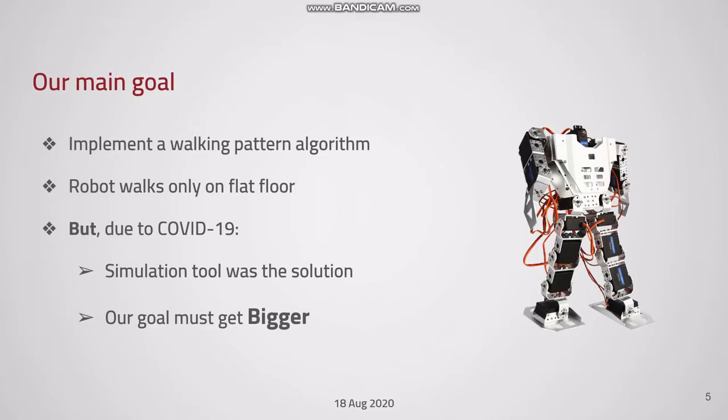We bought a bipedal robot kit, which is shown here on the figure, and we started working on it. But due to COVID-19, we couldn't continue our work on the hardware, as we were missing some components, and in addition to that, it was very hard for only one person to use the kit and test any walking algorithm we implement. So we got permission from Dr. Amr and the board of the department to continue our project on a simulation tool. So our goal from this project has changed.